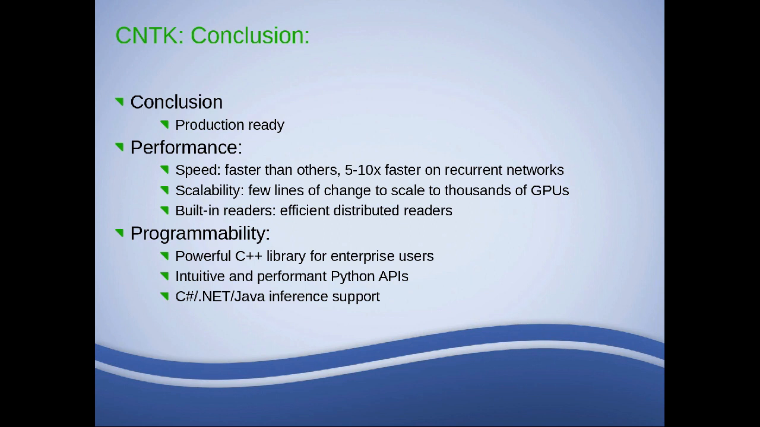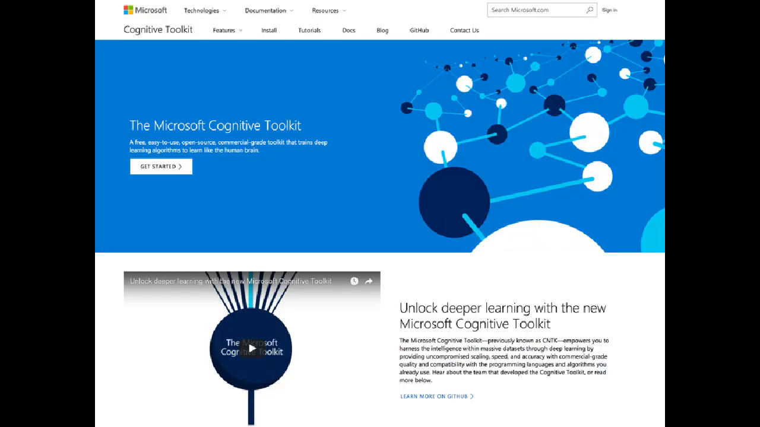Programmability. 1. CNTK is Microsoft's open-source, cross-platform toolkit for learning and evaluating deep neural networks. 2. Powerful C++ library for enterprise users. 3. Intuitive and performant Python APIs. 4. C#, .NET or Java inference support. 5. Linux, Windows, Docker, .NET support. 6. Growing use and contribution by various product teams.